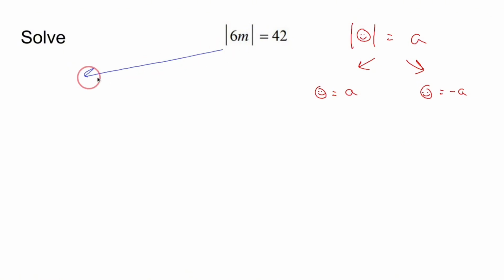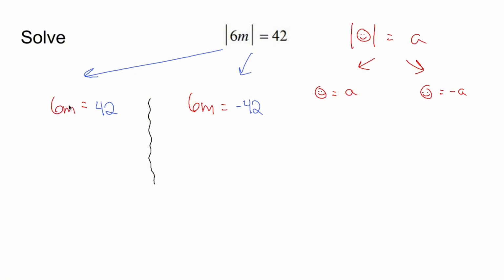So what I need to do is split this up into two equations. You write out whatever's inside the absolute value, 6m and 6m. You drop down your equal sign. Then one of your equations is going to have the original right side, and the other equation is going to have the opposite of the right side. The opposite of 42 is negative 42. So now what I have are two equations to solve, and I solve each of them individually.